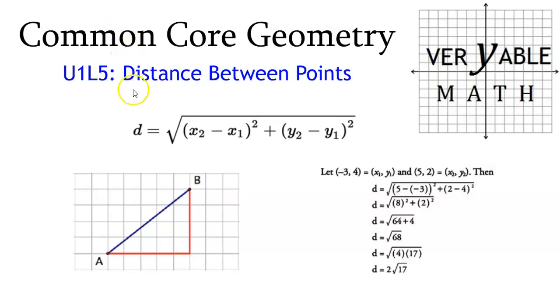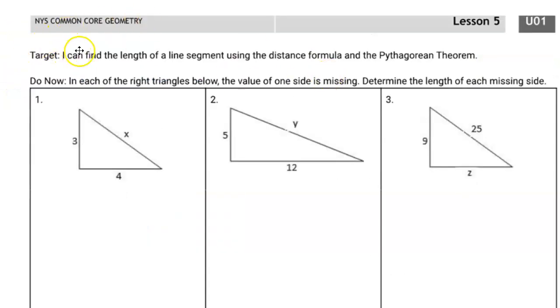Hello students, this video is for Unit 1, Lesson 5, the lesson on distance between points. In this lesson, I'm going to be showing you how to find the distance between 2 points, in other words, the length of a line segment, using a formula and also using a theorem that you're very familiar with from other classes. In the notes, it tells us the learning target, which states, I can find the length of a line segment using the distance formula and the Pythagorean theorem.